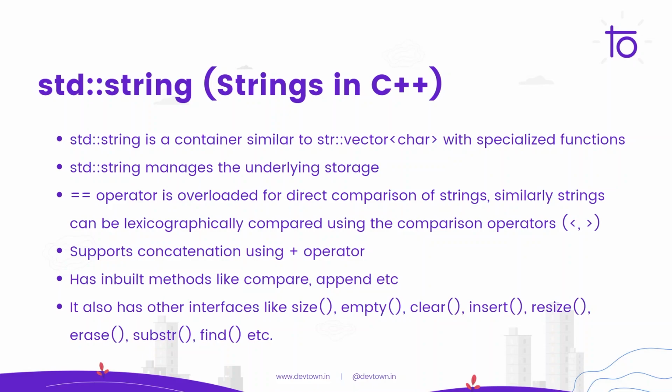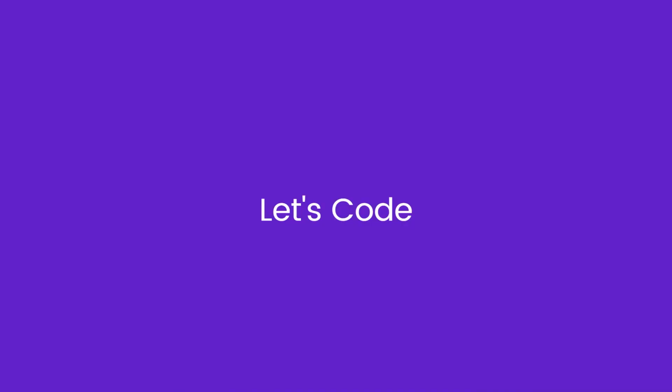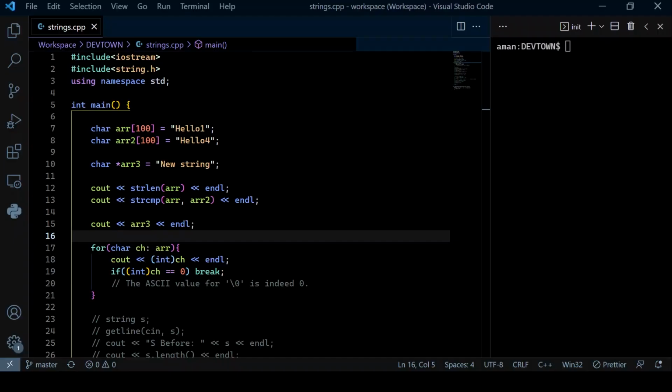Strings in C++ support concatenation using the addition operator. It has inbuilt methods like compare, append, etc. And it also has other interfaces such as size, empty, clear, insert, resize, erase, substring, find, at, etc. So now let's see all of these things in code.